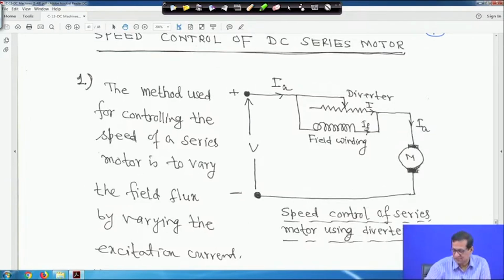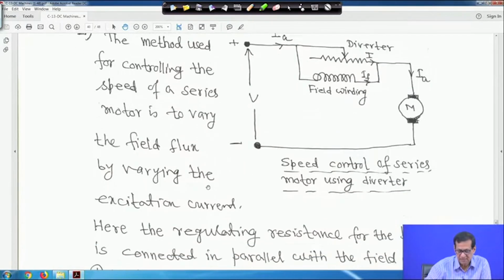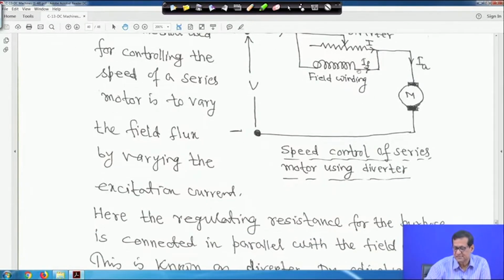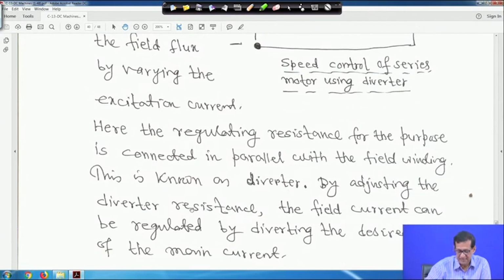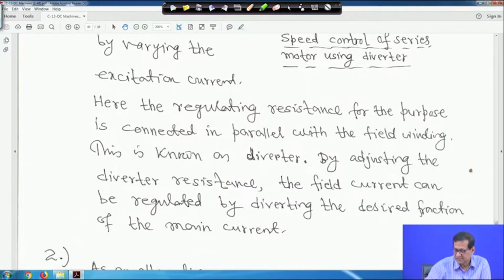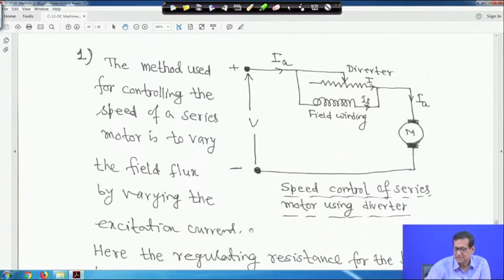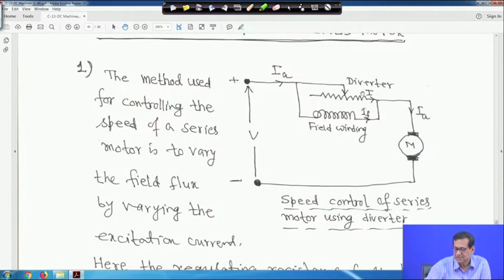So, this is speed control of a series motor using a diverter. This method of controlling the speed of the series motor is to vary the field flux by varying the excitation current, because the excitation current means the field current, right. Here the regulating resistance is connected in parallel with the field winding. This is known as a diverter. By adjusting the diverter resistance, the field current can be regulated by diverting the desired fraction of the main current. So, this is the main current, and part of the current flows through this, such that the field current will decrease, right.